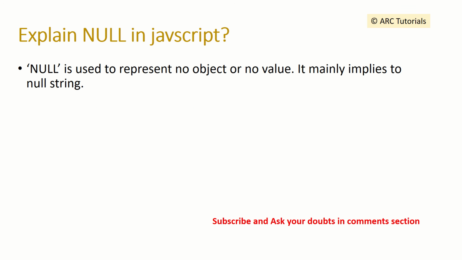Explain null in JavaScript. Null is used to represent no object or no value. That is what null means. It doesn't have any value. It's not an object. It basically implies that it's a null value.